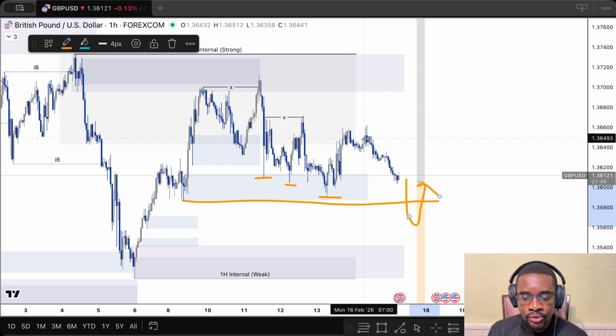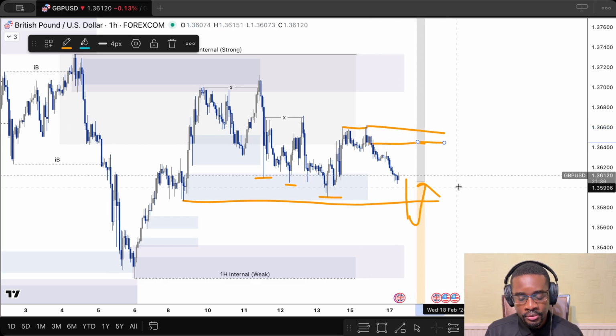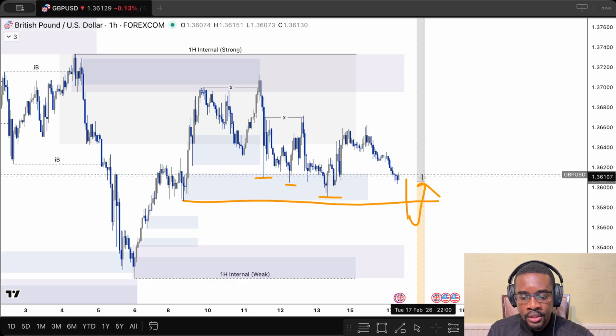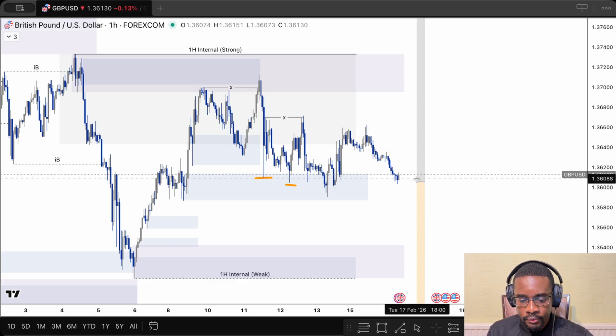And then the targets would be anywhere. Let's see. All right, so anywhere around these areas would be a good target. Okay, would be a good target. So that's pretty much my analysis on the Euro USD and on the pound dollar.